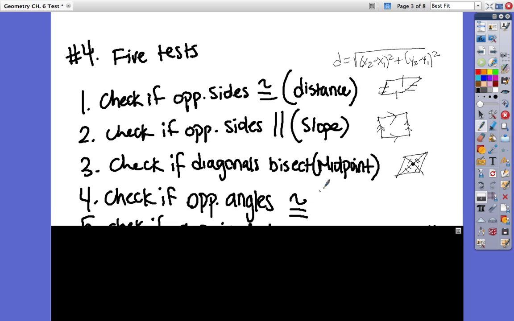You check if opposite angles are congruent. So if you have a quadrilateral that has opposite angles that are congruent, it's a parallelogram.